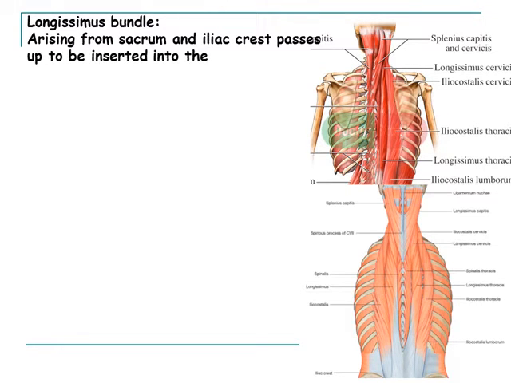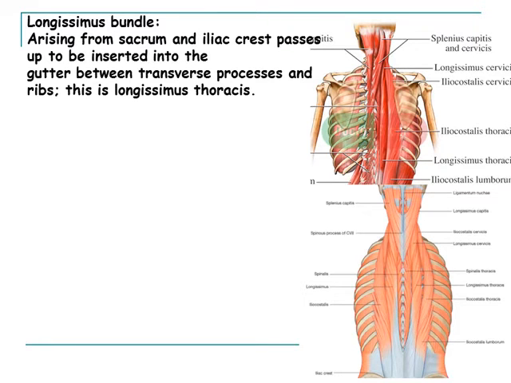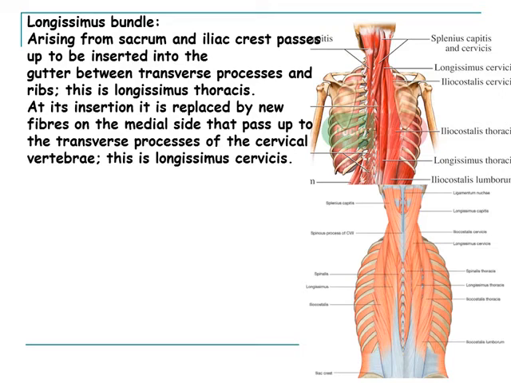The longissimus bundle also starts from the back of the sacrum and the iliac crest, and it will pass upward to be inserted into the gutter between the transverse process and the ribs. It is more medial, so it will not be attached to the angle. This is longissimus thoracis. Then at this insertion, new fibers arise and pass up to the transverse processes of the cervical vertebrae, and this is longissimus cervicis.